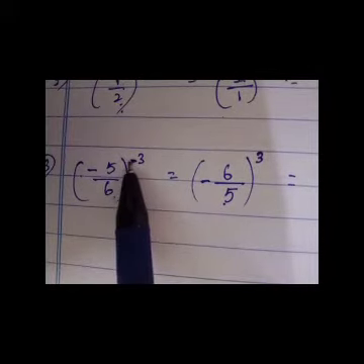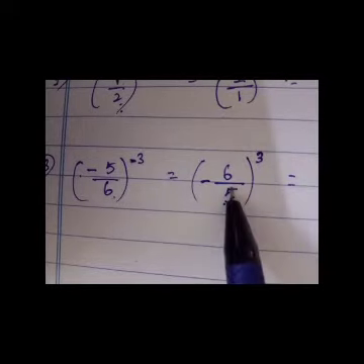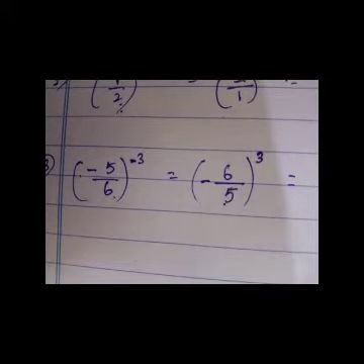Have you understood why we are taking the multiplicative inverse of minus 5 by 6? Because to change the power into positive sign. Here the power is in the negative sign. So to change into the positive sign, we are taking the multiplicative inverse.